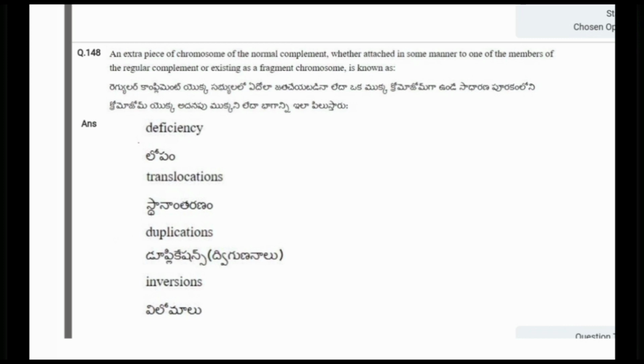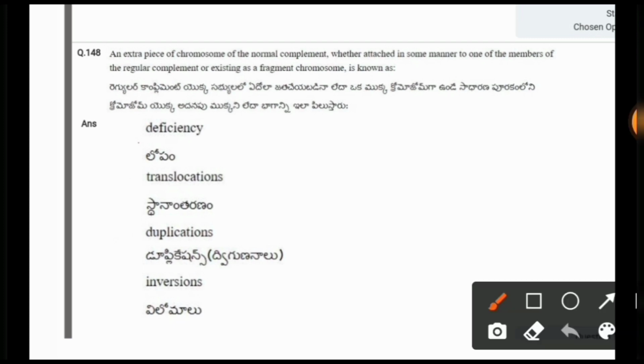An extra piece of chromosome or the normal complement, whether attached in some manner to one of the members of the regular complement or existing as a fragment chromosome, is known as. The options are deficiency, translocations, duplications, inversions. The correct option is the third one, that is duplications.